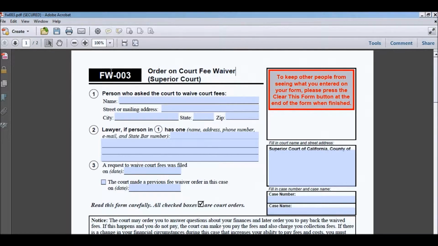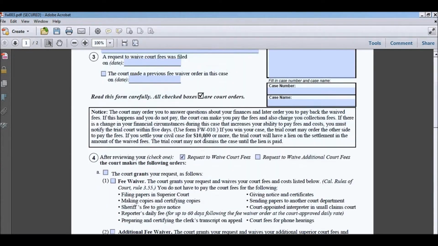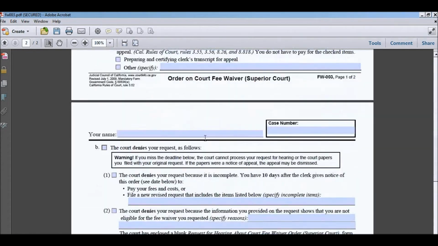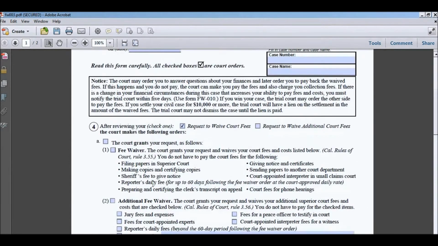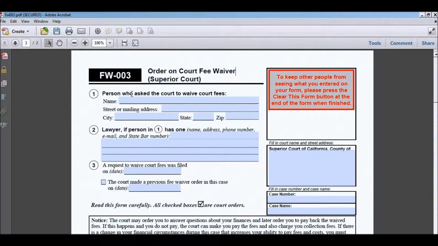So for the FW003 form, the good news is that this is actually much easier of a form than the 001 form, but it also is 2 pages, and you're presented with some choices down here that you have to decide what's best to do in your case. So for this first bubble right here, it's going to be the name of the person, so you put down your name, your address, city, state, zip code. For bubble 2, it's going to be your lawyer's name. If you have a lawyer, put down their name, address, phone number, email address, state bar number, and so forth.